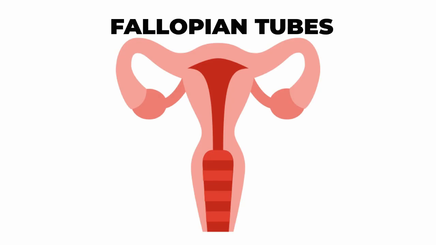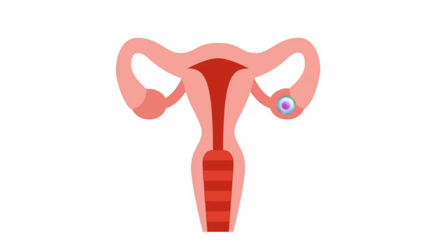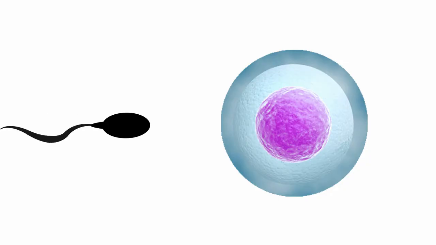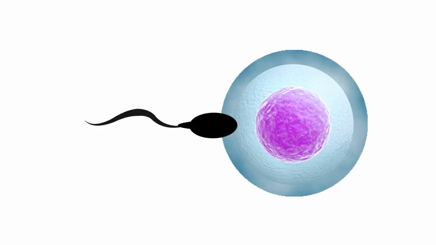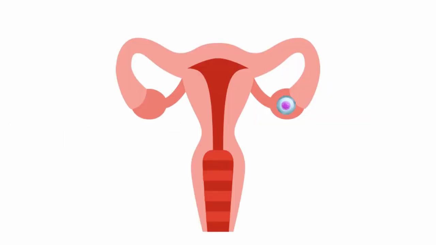The fallopian tubes, or the oviduct, function as a transport for ova. When an egg matures, it is released and passed to the fallopian tube toward the uterus. If the ovum is fertilized by the male reproductive cell, or the sperm, conception happens and the uterine tubes transport the fertilized egg to the uterus for implantation.